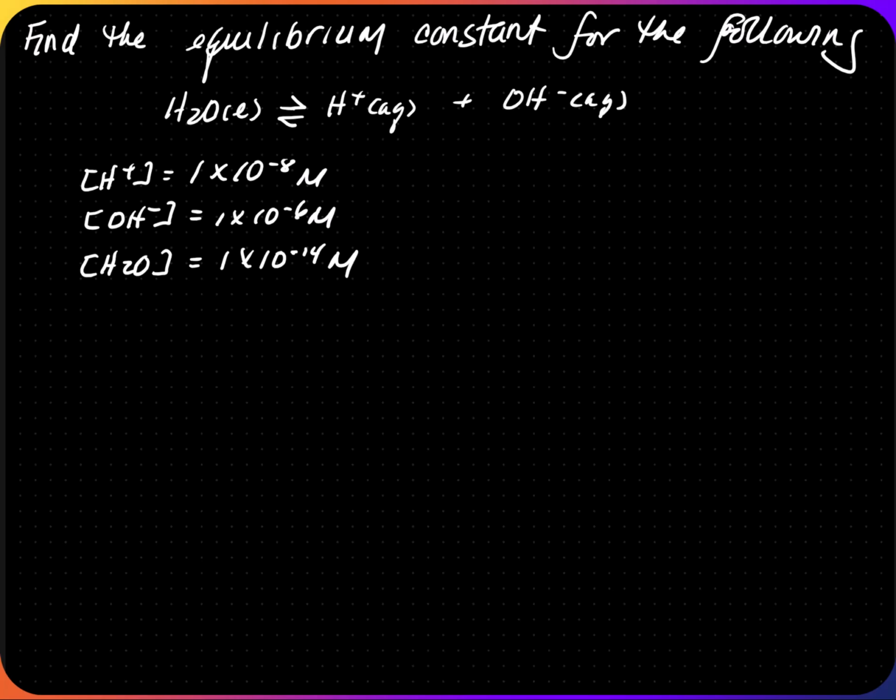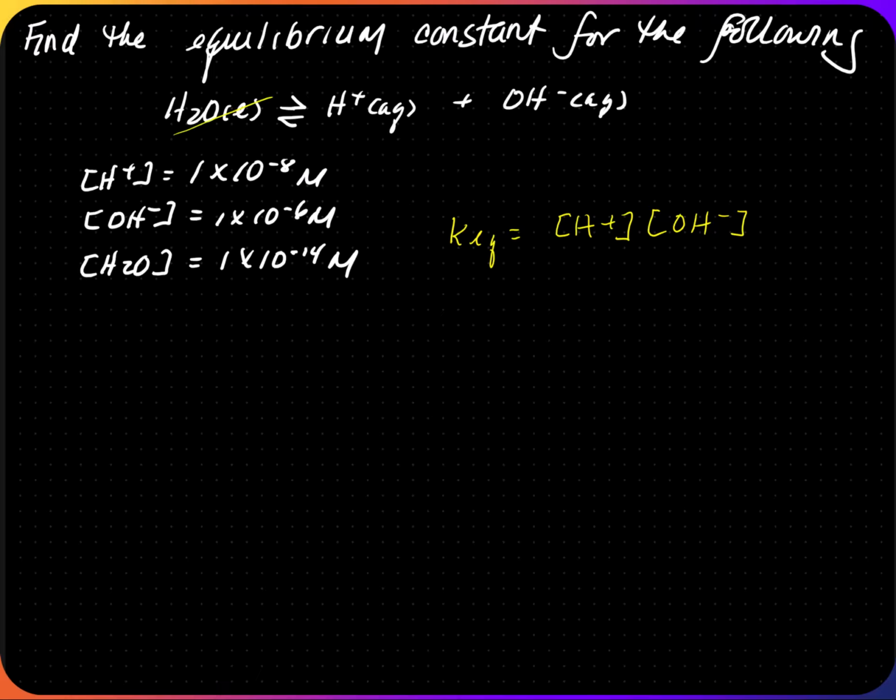So find the equilibrium constant for the following. We have water that dissociates into H plus and OH minus ions. So Keq is equal to product over reactants. My reactants are H plus and OH minus. Coefficients are 1, so the exponents are 1.